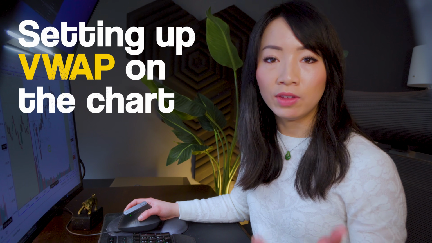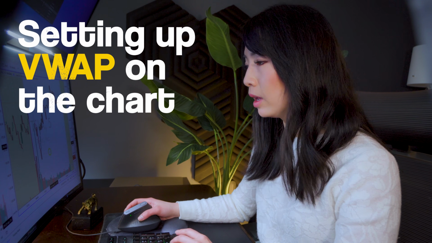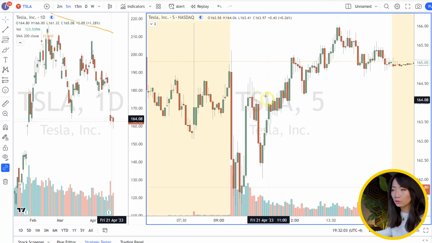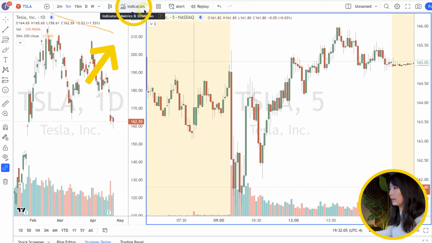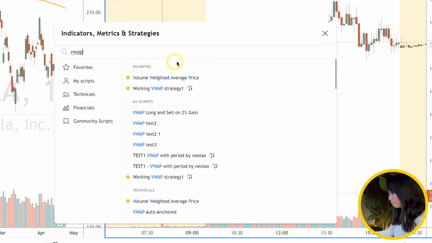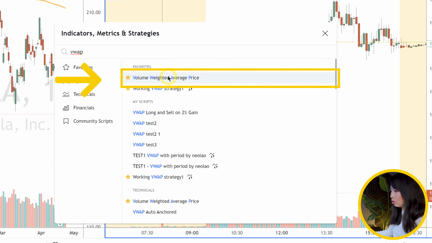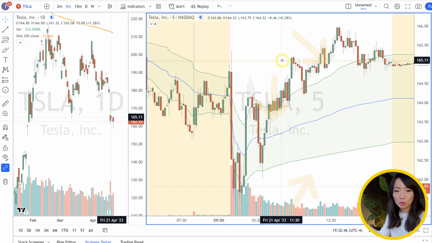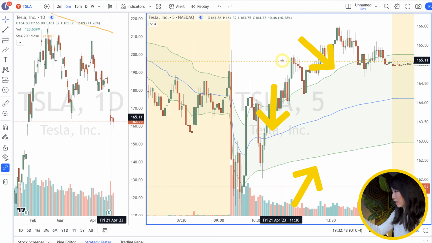Now we want to put the VWAP indicator on the chart right now. So to do so on your trading platform, go find your indicator settings. In this case on TradingView, it's over here. And I'm gonna just search VWAP over here. So you can see right here, volume weighted average price. So just click this. And you can see on the screen, you see like 3 lines showing up, not just 1.